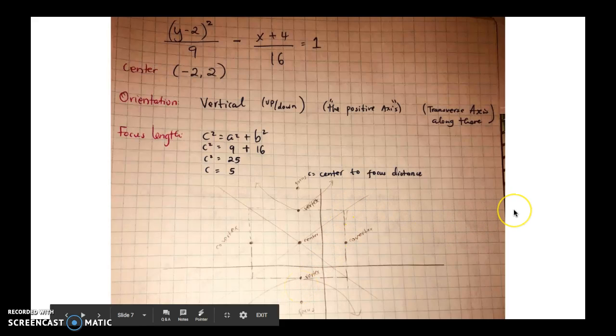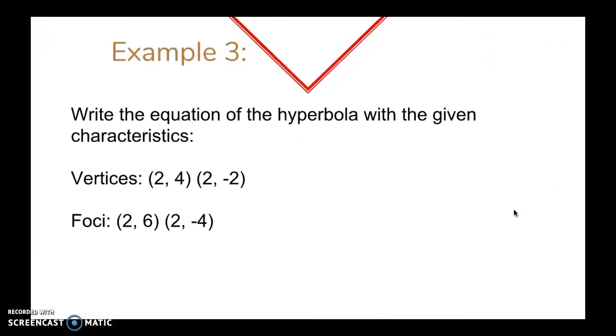If you have any questions, bring them to class, please. And then on to the next example. So we're given some information here, and then we're asked to write the equation of the hyperbola. Pause the video and try it on your own.